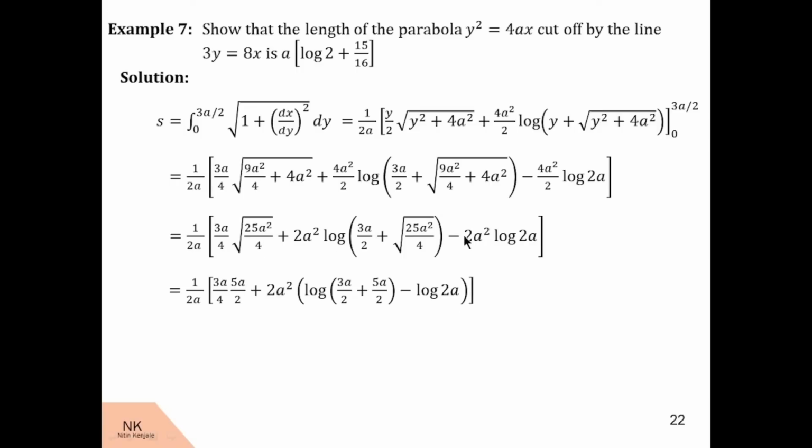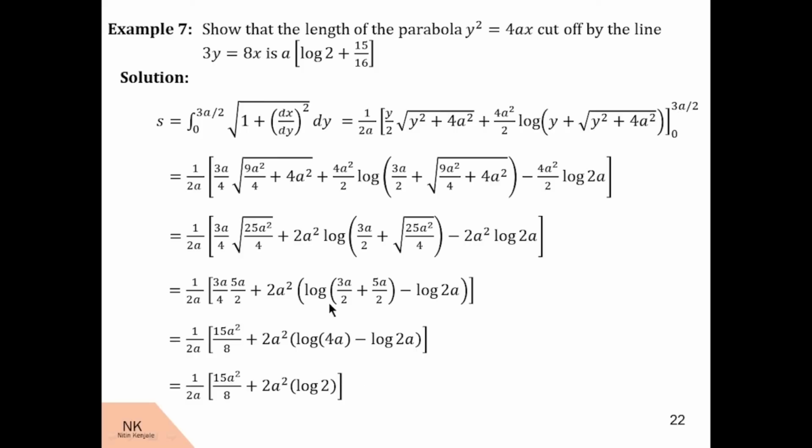And when we took out this 2a square common, we have log of 3a by 2 plus 5a by 2 minus log 2a. Now this is like log a minus log b, which can be written as log a by b. But this is 3a by 2 plus 5a by 2, which is nothing but 8a by 2, which is just 4a. So log 4a minus log 2a will be log 4a by 2a, that is log 2. So we have log 2 after simplifying this part.